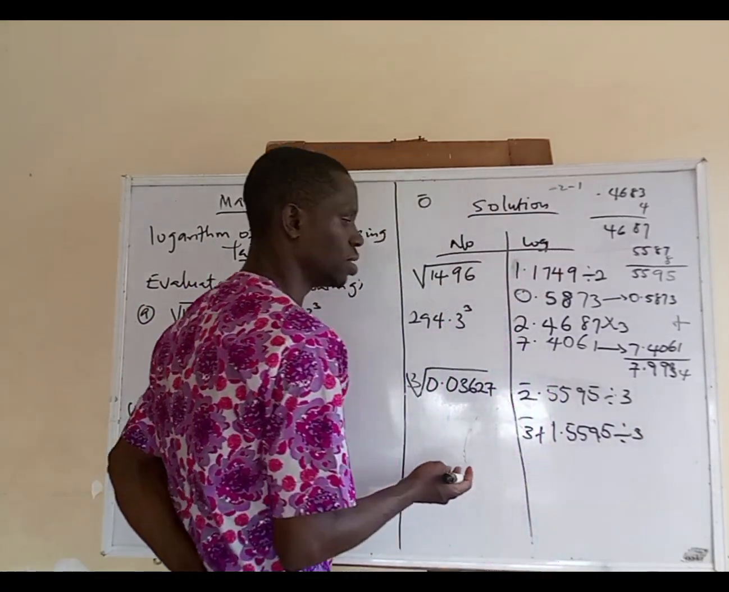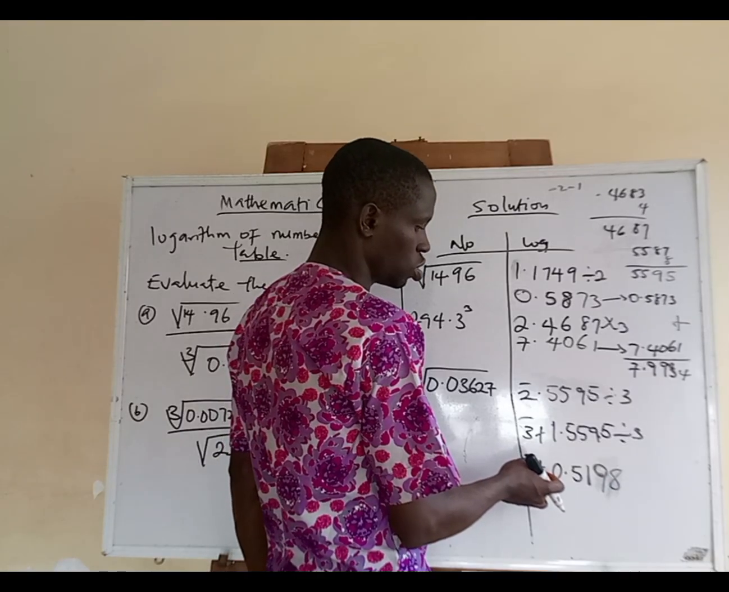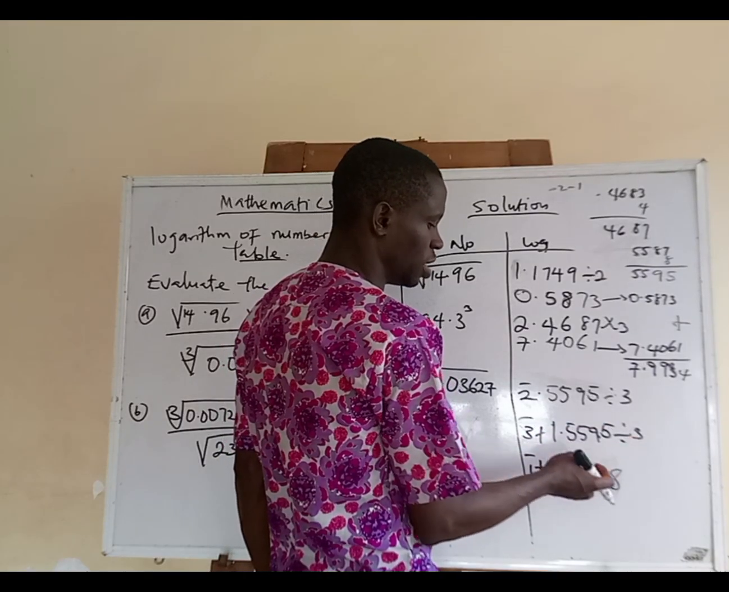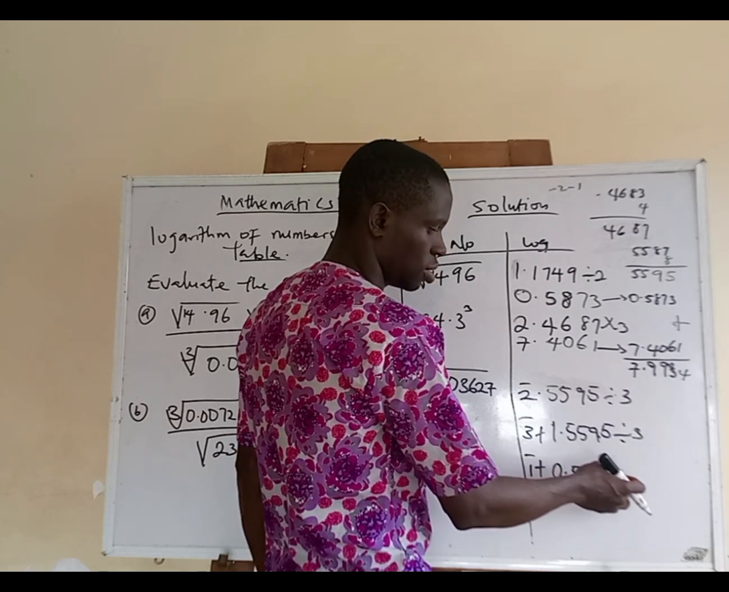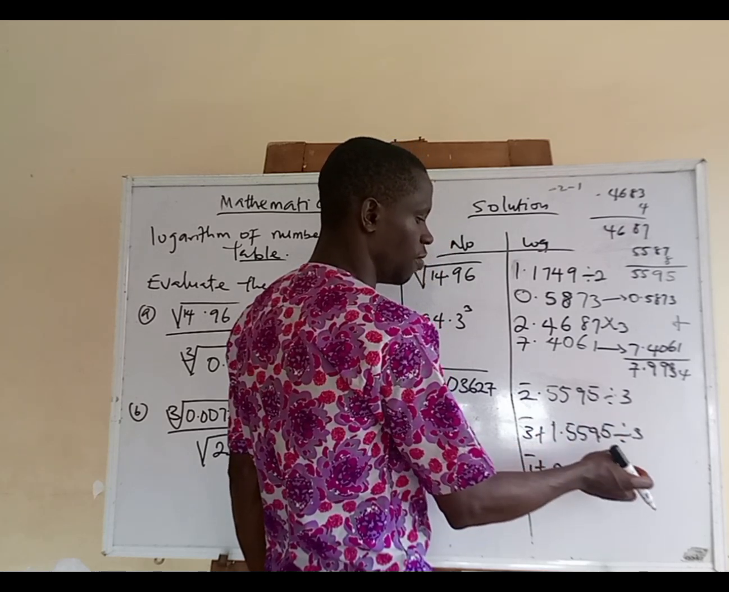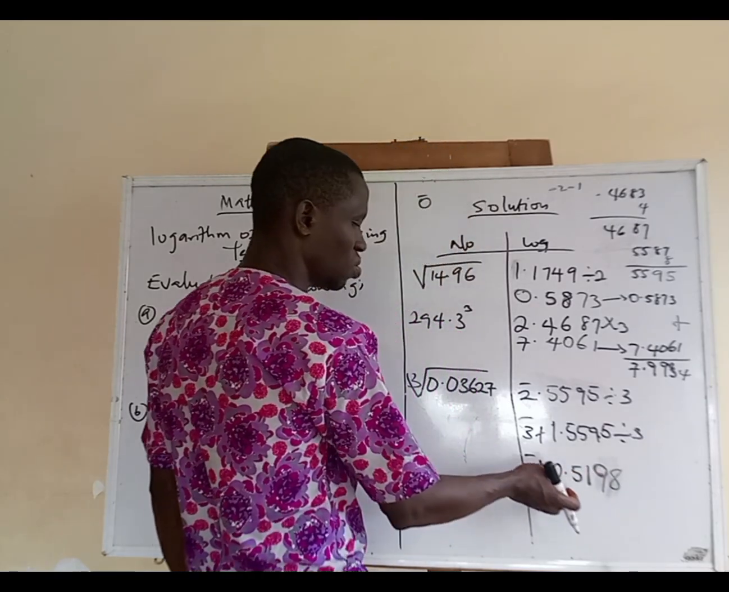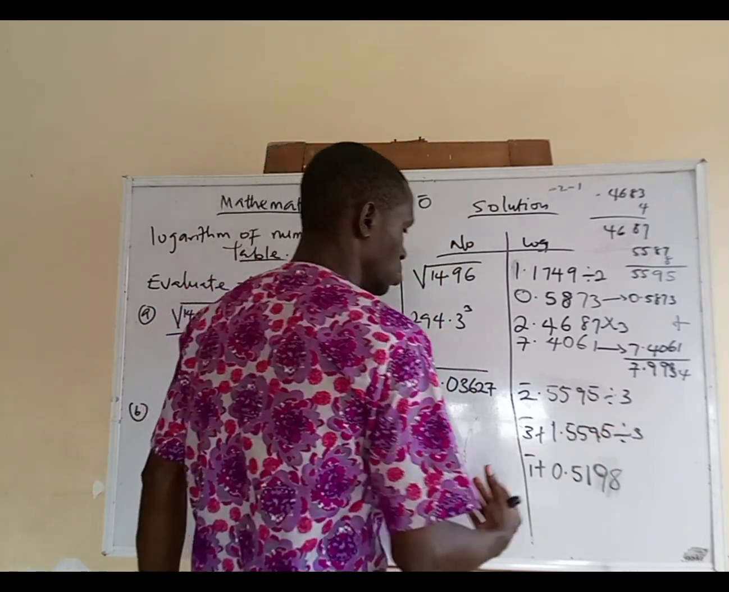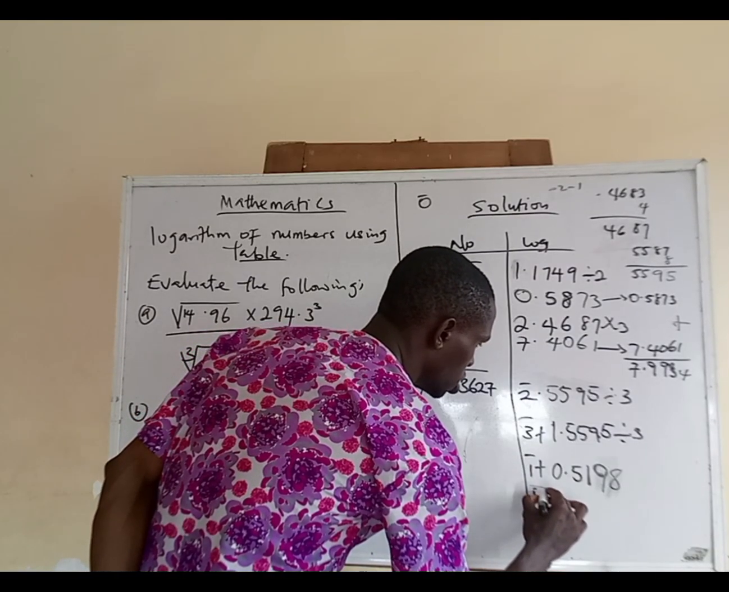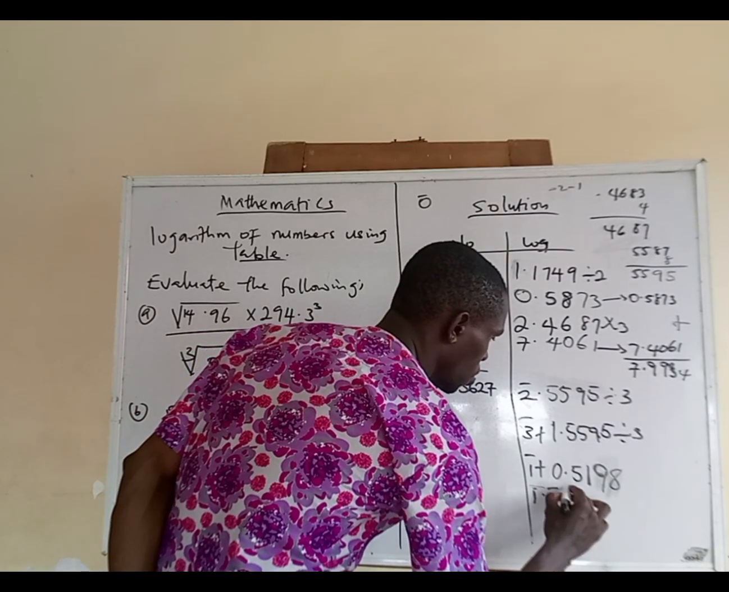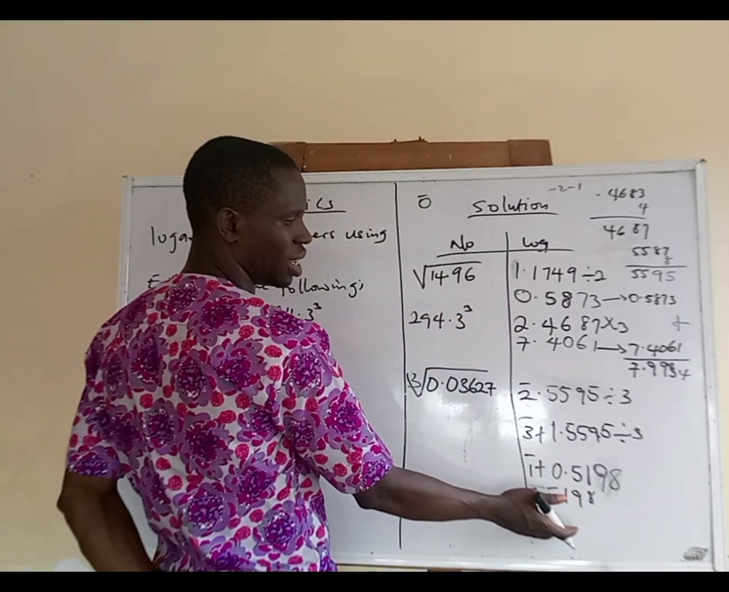Now we can now divide. 3 by 3, you have 1 plus 1.5595 divided by 3, you have 0.5198. 1.5595 divided by 3, you have 0.1158. Then you can now add up this. By the time you add up this, you have bar 1.5198. Please, is that clear?